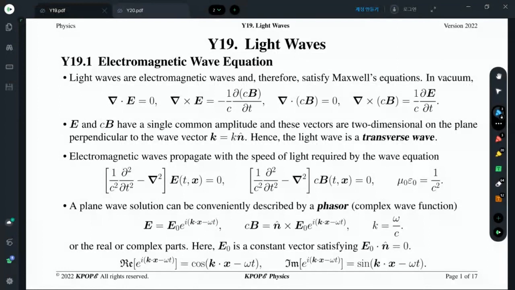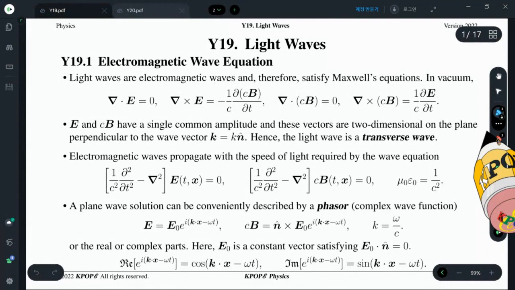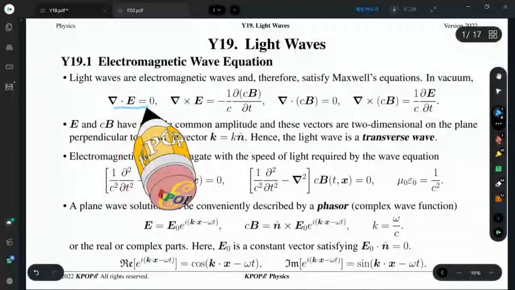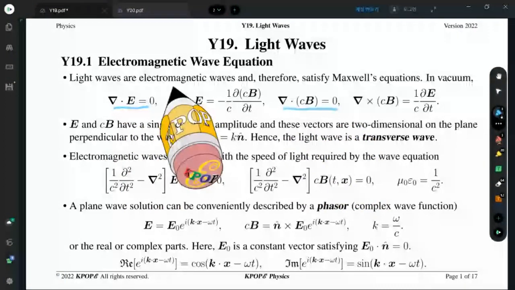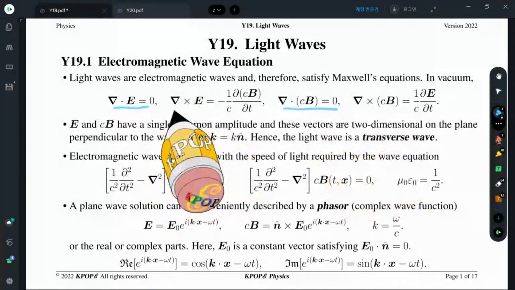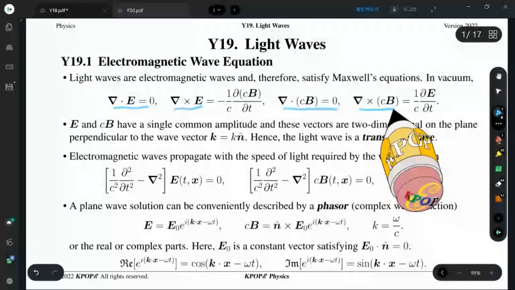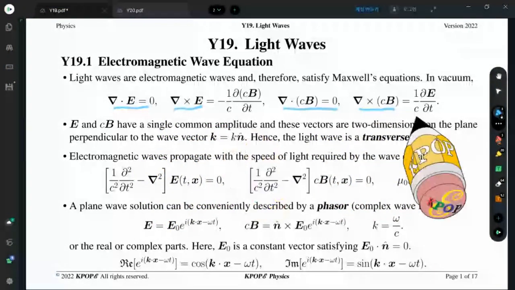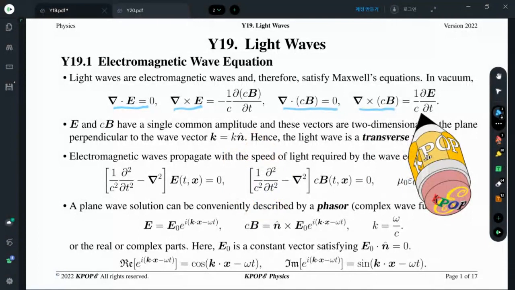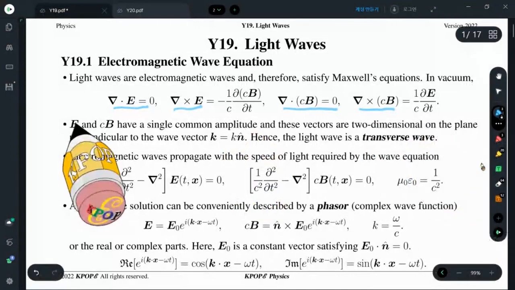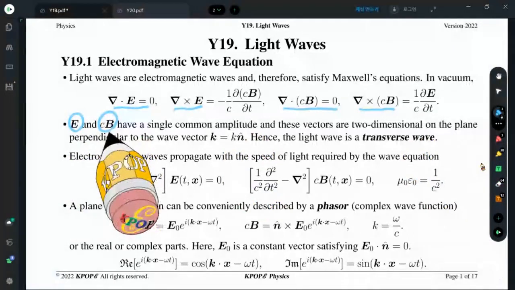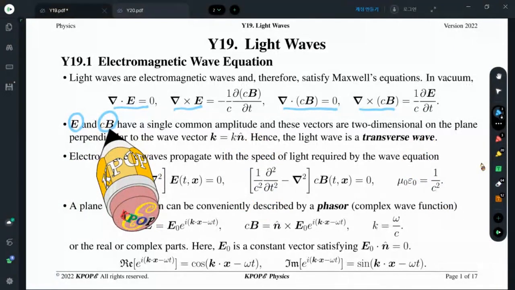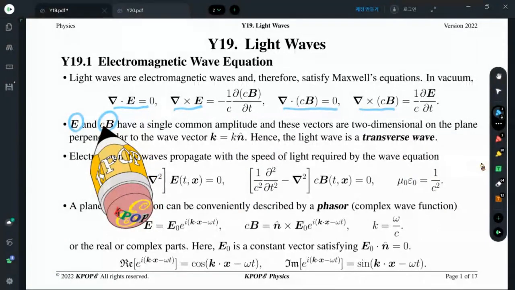Y19 Light Waves. We learn four Maxwell's equations. There are two divergence equations, both of which vanish in vacuum, and two curl equations, Faraday's law and Maxwell's law. We learn that the electric field and the speed of light multiplied by the magnetic field have the same magnitudes.